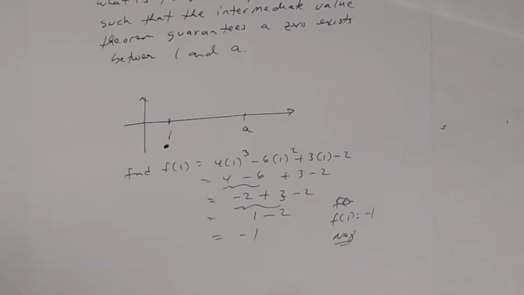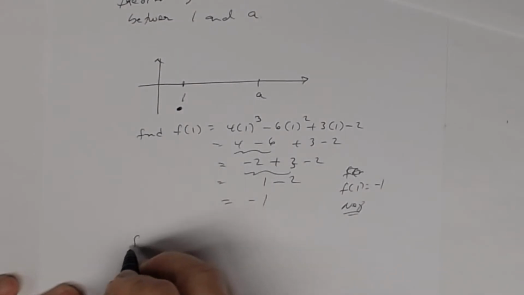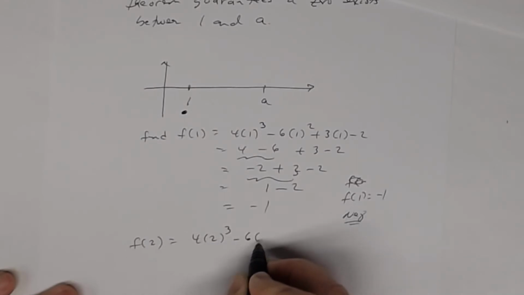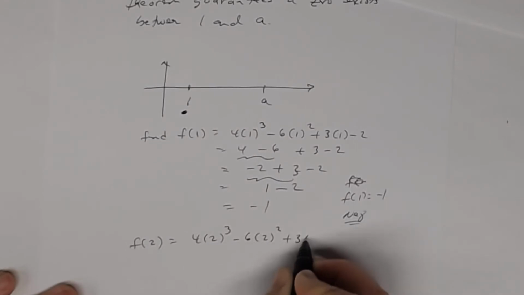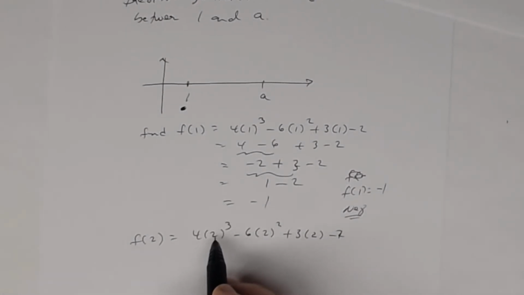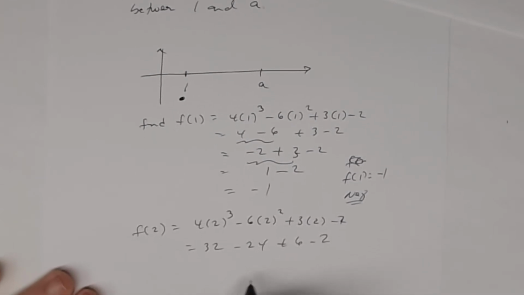So let's go to the next integer. The next integer is 2. After 1, it's 2. So let's see what f of 2 is. f of 2 would be 4 times 2 cubed minus 6 times 2 squared plus 3 times 2 minus 2. So 2 cubed is 8. 8 times 4 is 32. 2 squared is 4. 4 times negative 6 is negative 24. 3 times 2 is 6, and then minus 2.